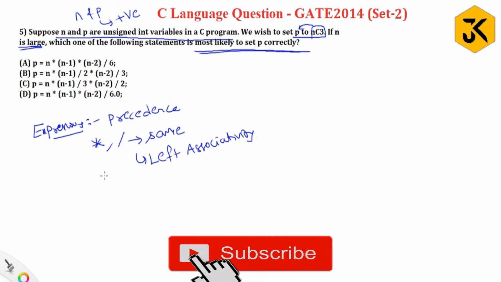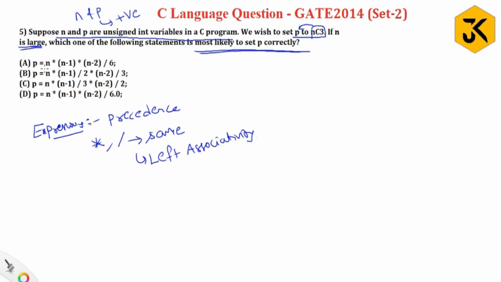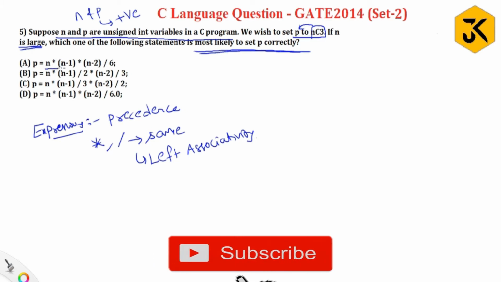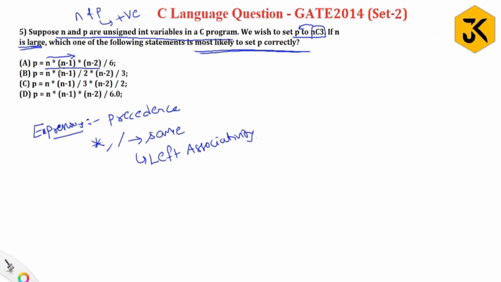Okay, fine. Let me analyze some n values. I have taken some n as a large value. Then what will happen here? If I substitute in option A, n into n minus 1 into n minus 2, because it starts executing from the left side. What will happen? This whole expression might exceed our int range. So that is the reason you can eliminate this option.